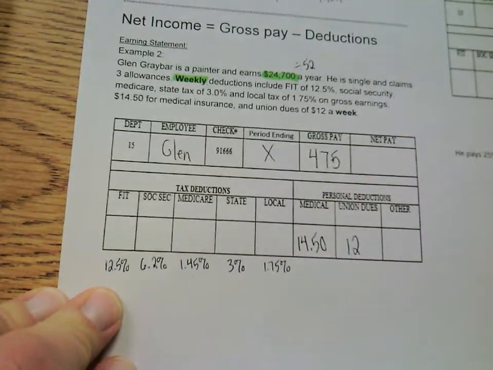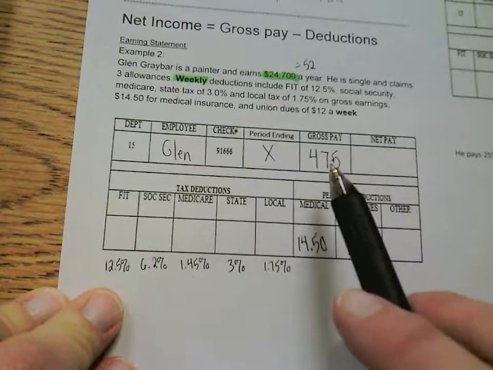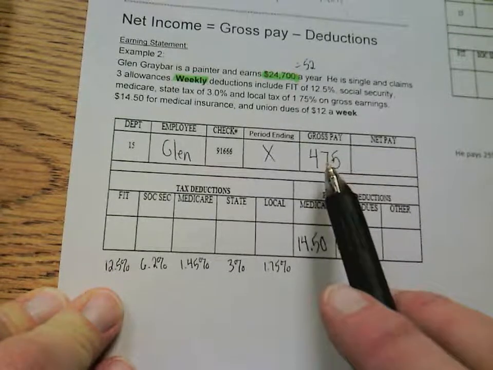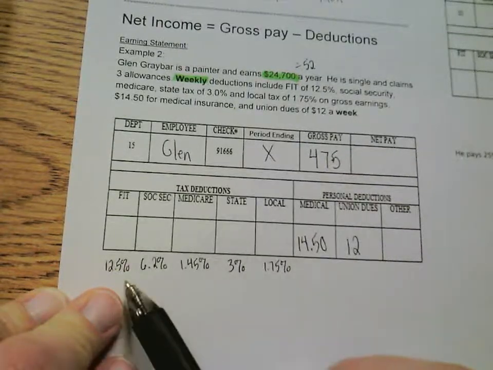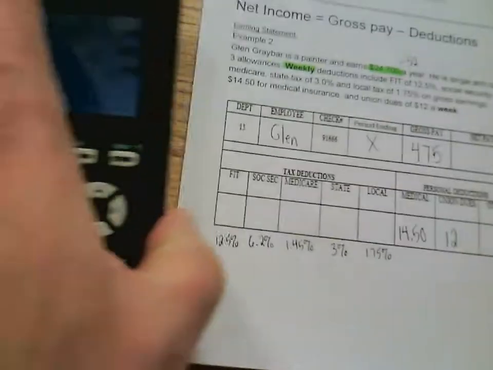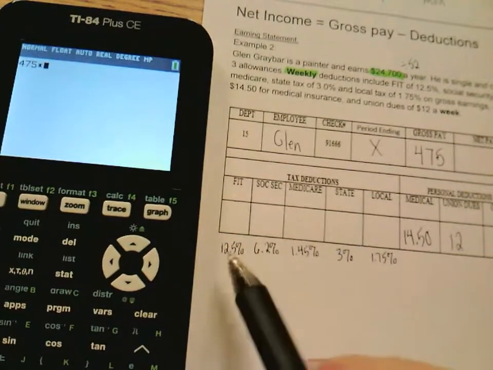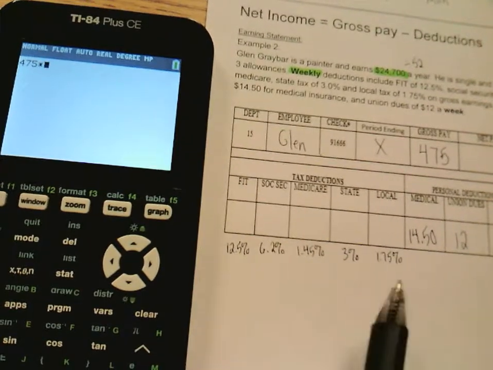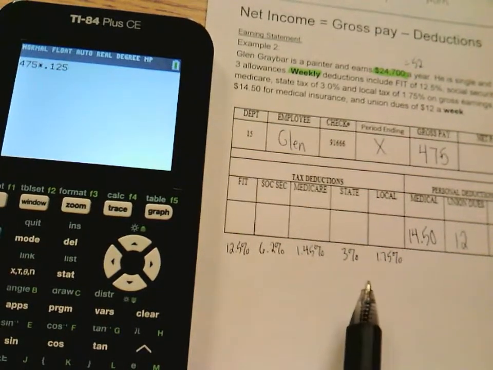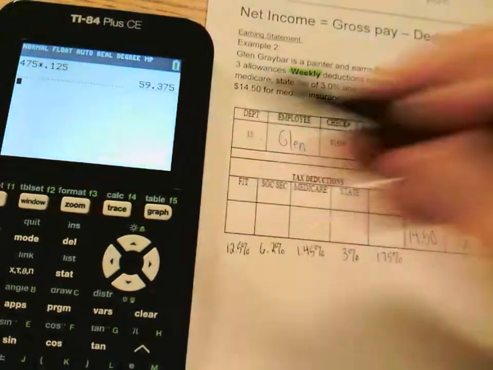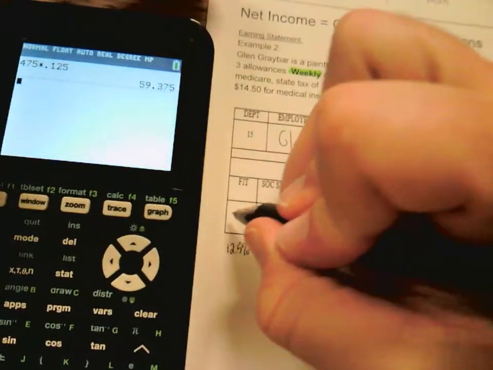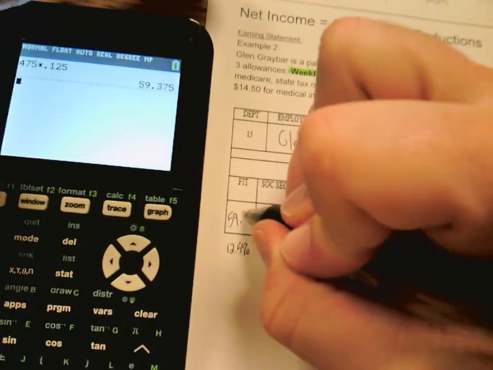Okay. Now, all you do, very simple, is take the gross pay and times it by the percentage. So watch. 475 times, now 12.5% is 0.125, enter. And that is $59.38. We're going to have to round.